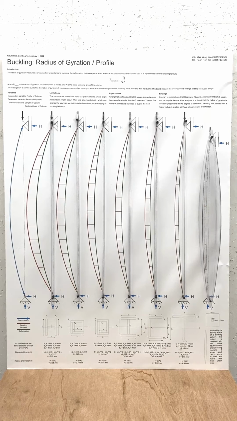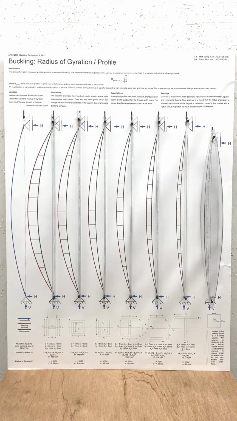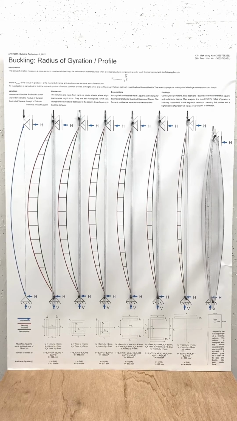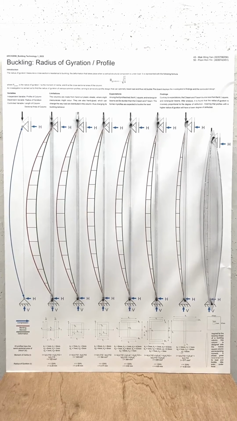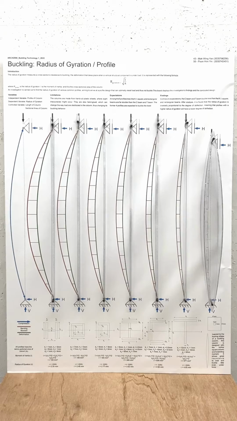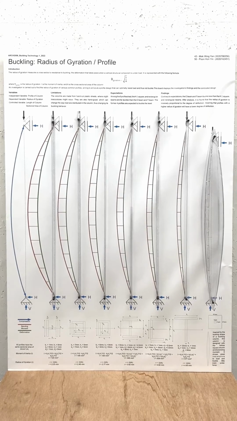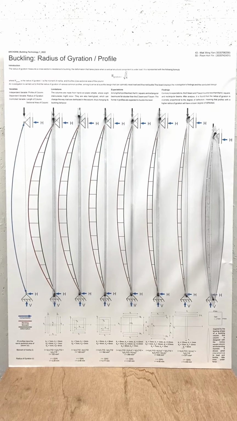Since the columns are all hand-cut and hand-glued, the slight inaccuracies might have contributed to the physical experiment and digital simulation having some differences. Despite that, we are still able to discover that the higher the radius of gyration, the lower the degree of buckling, establishing an inversely proportional relationship between them.